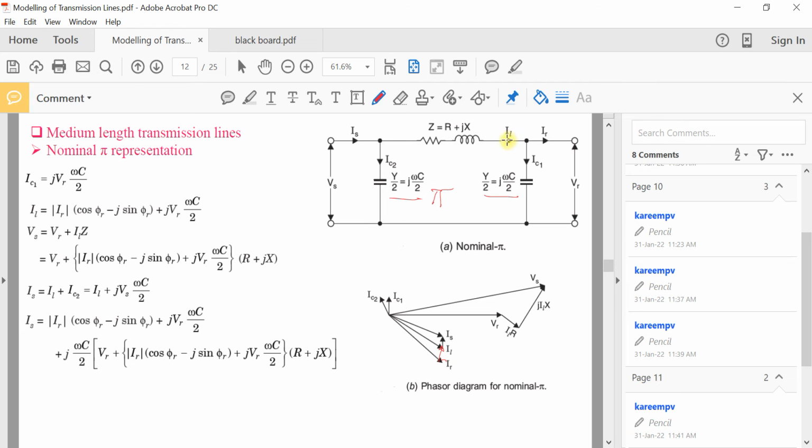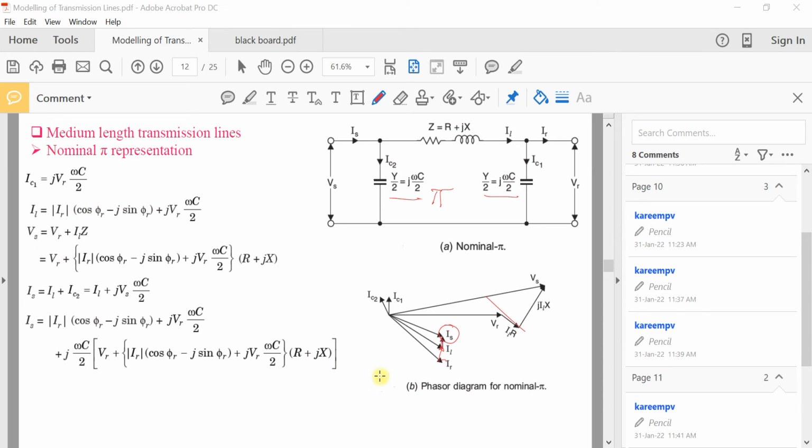Then IL is the current flowing through this impedance. So here you can see that IS will be equal to IC2 plus IL. So this is IL and IC2 is in this direction, so it will be drawn like this. This is IC2. So IL plus IC2 will give you IS, and it is evident from this equivalent circuit also. And here you can see that Vs is equal to this. We have already seen IL is equal to IR.